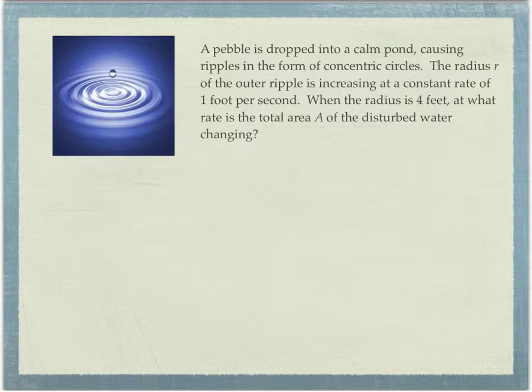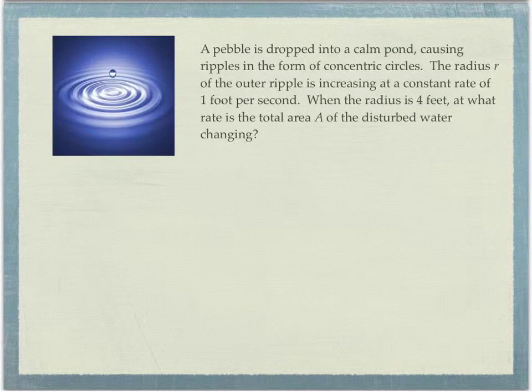Alright, so as you can see, the two things that are changing are the radius of the disturbed water. Of course, that's getting bigger and bigger as we look at those concentric circles. And then obviously the area is also changing. So there are my related rates. Obviously, as that radius gets bigger, so will my area.